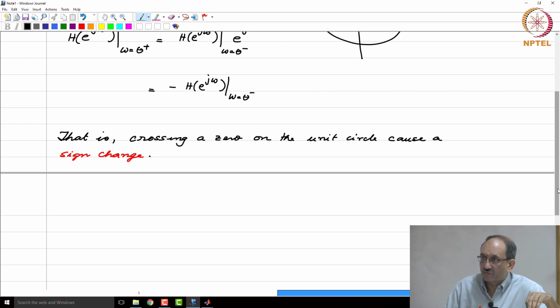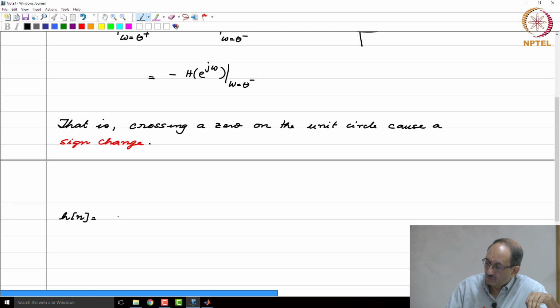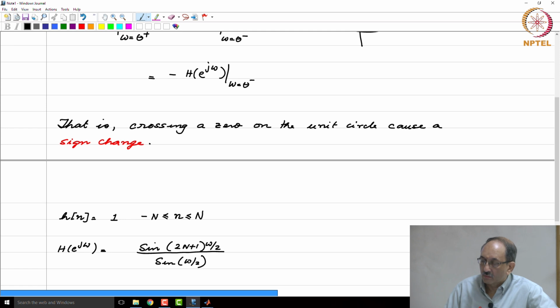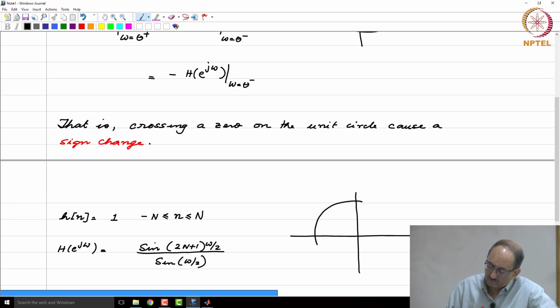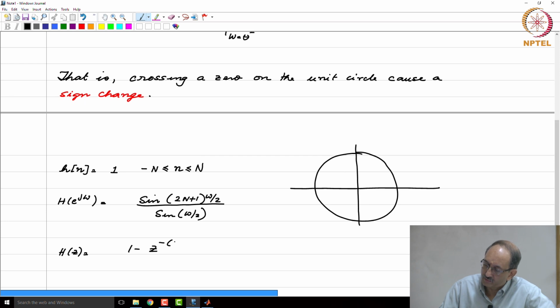Let us now get a feel for this with a specific example. Suppose you have h of n to be 1 between minus capital N to plus capital N, then we know that H of e to the j omega is sine of (2N plus 1) omega by 2 by sine omega by 2. We have seen this quite a few times before. We have also seen the Z transform of this. So, this is H of z is 1 minus z to the minus (2N plus 1) by 1 minus z inverse.